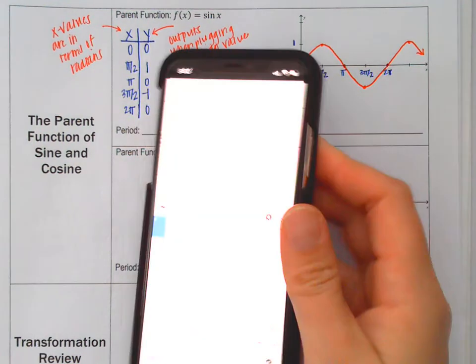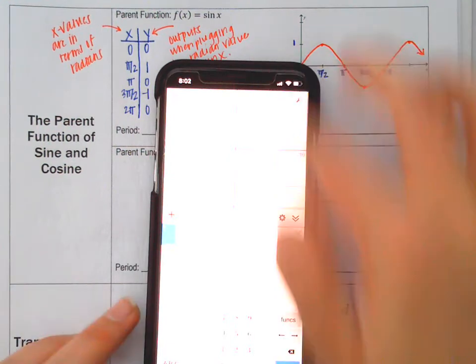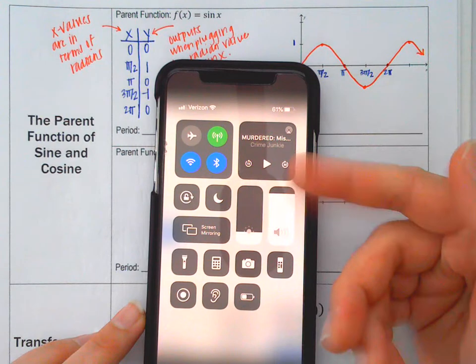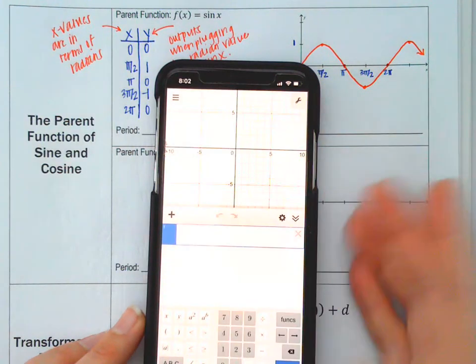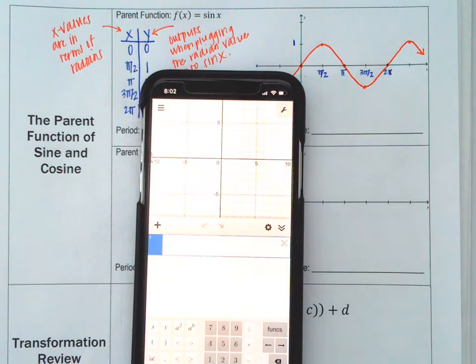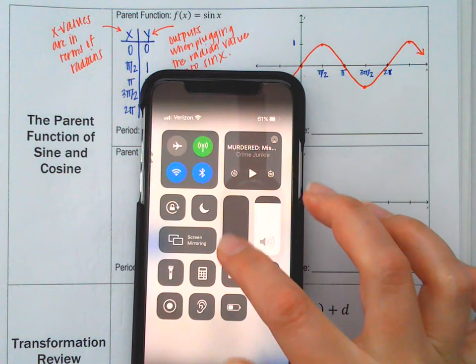So if I were to use Desmos, which let's, you can see what podcast I was listening to. I was listening to Crime Junkie. So that still feels like it's super bright.